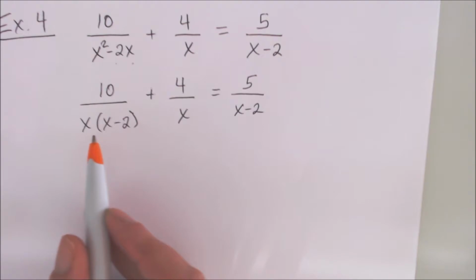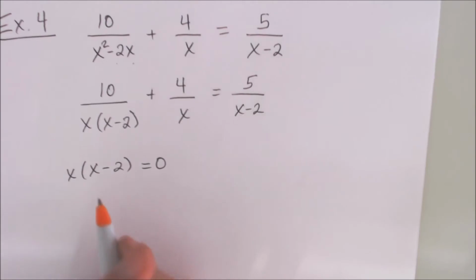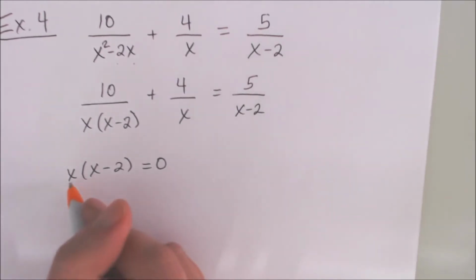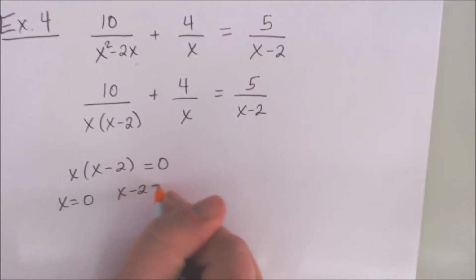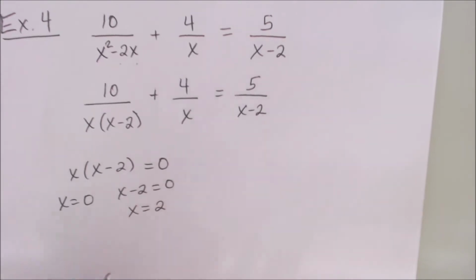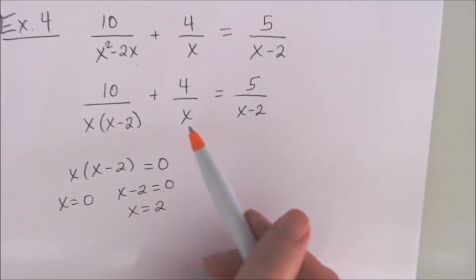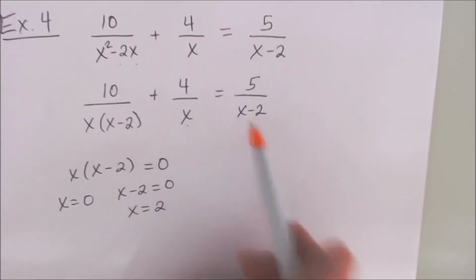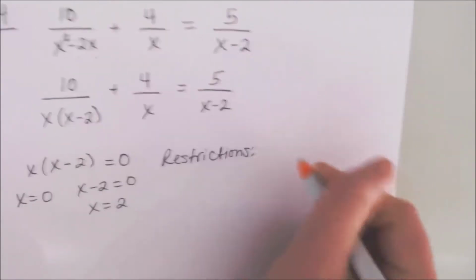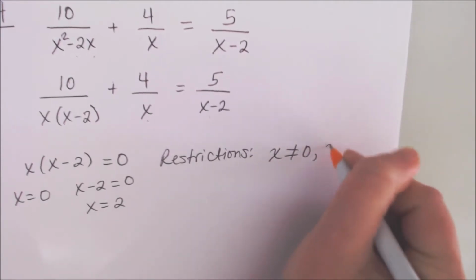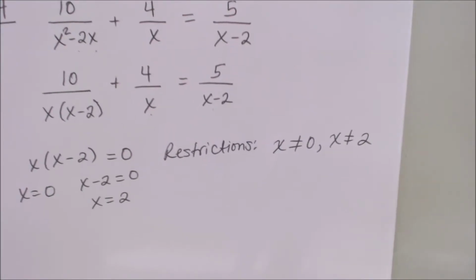Start with the first denominator, it's the most complicated one up there. If we set this equal to 0, we would have two possible values for x that would make this a 0. If we set x equal to 0 from that first factor, and if we set x minus 2 equal to 0, if x is positive 2, that would make the second factor equal to 0. So we're going to have two restrictions here because the other denominators are the same two factors, x and x minus 2. So our restrictions that we need to watch out for are that x cannot equal 0 and x cannot equal 2.